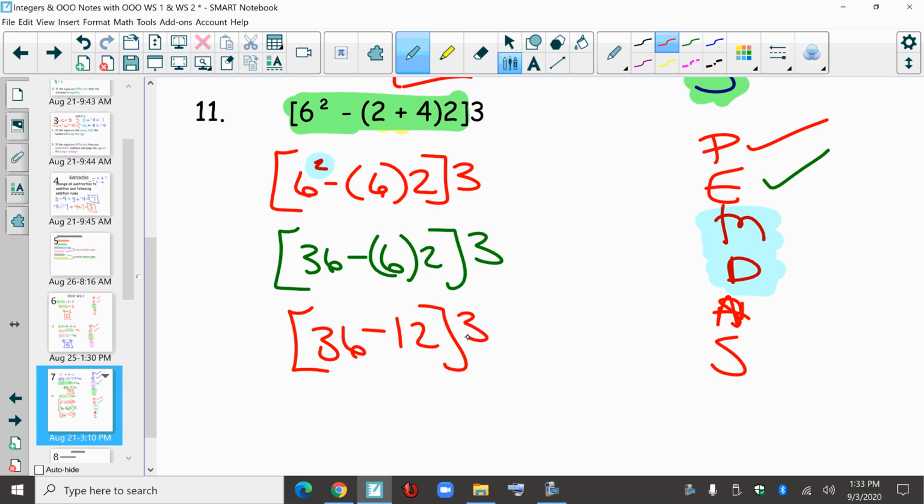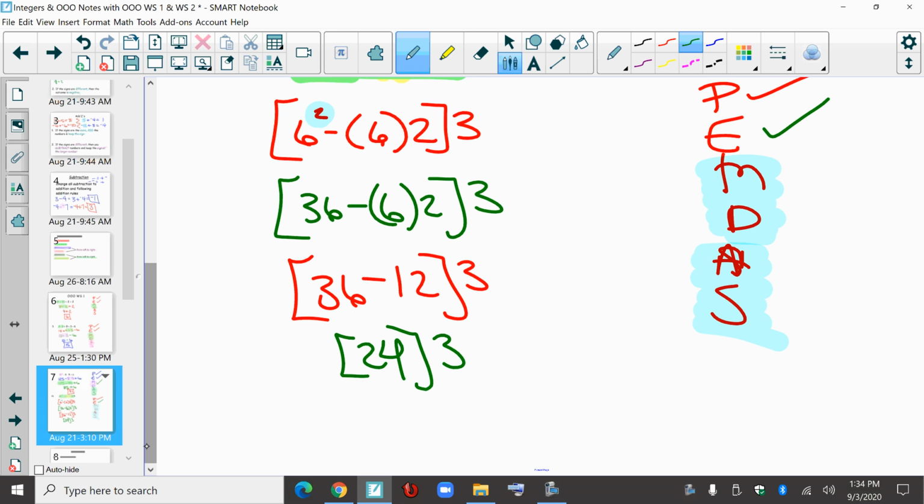Then I'm going to go ahead and do my addition and subtraction from left to right. And I'm going to do 36 take away 12 is 24. Notice that bracket just keeps tagging along with me the entire time. And then I'm going to take 24 times 3, which is 72. And that is how you do order of operations in all of your homework for worksheet 1 for order of operations. If you have any questions, please let me know.